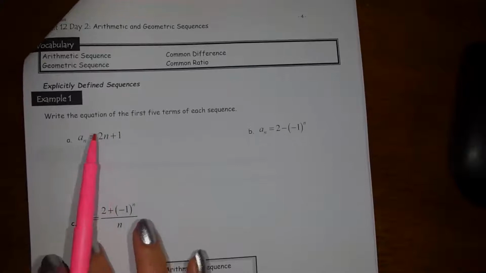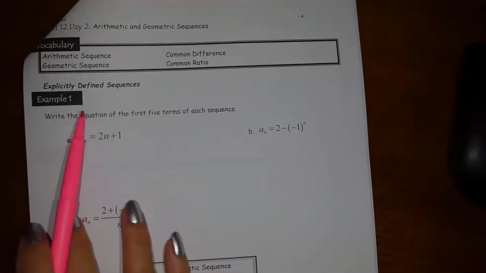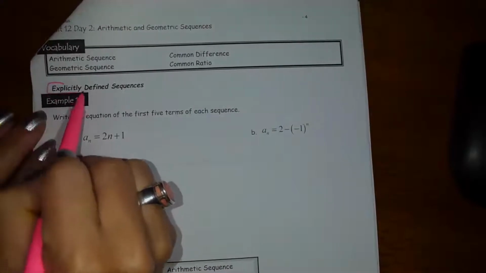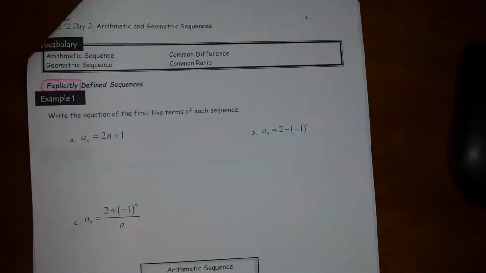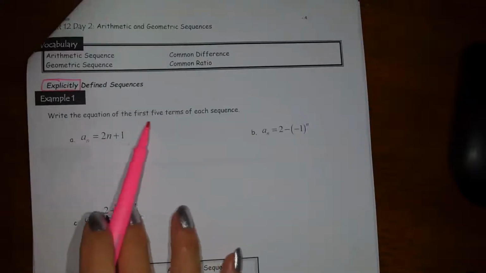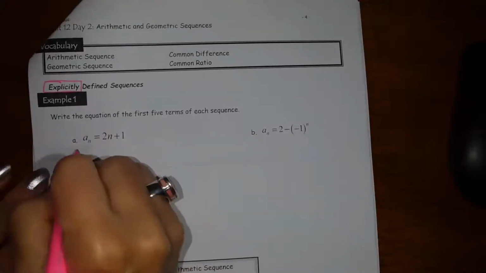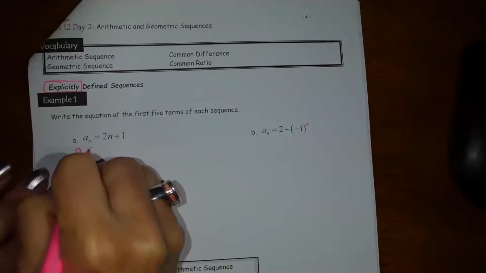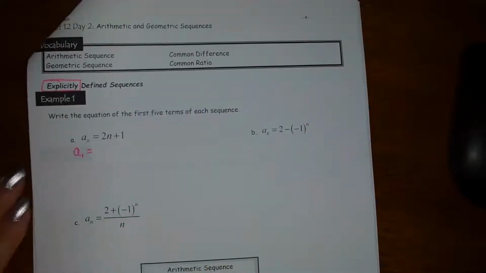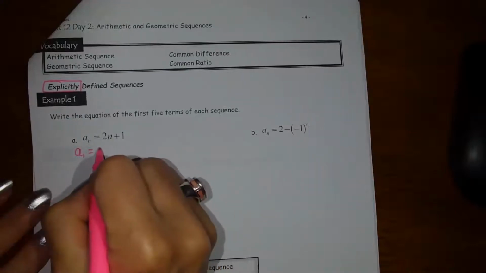So write the equation. We're going to get used to some vocabulary first. Explicitly defined. We're going to look at those. That's where we're plugging numbers in and we know exactly what we're going to get out. So if this says write the first 5 terms, what that means it wants you to do is find A1. You plug 1 in. If it tells you to find the first 5, we always start with 1. So that's very easy, right?